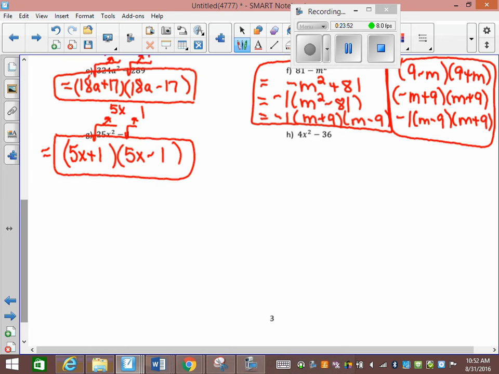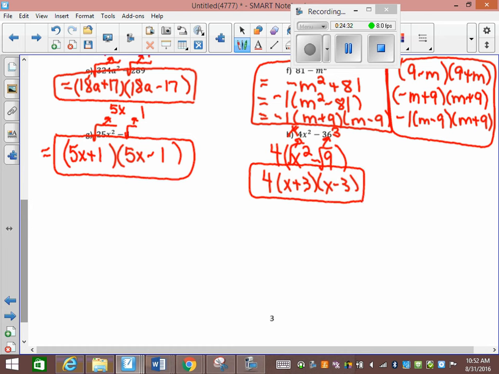Then h, you could have done 2x plus 6, 2x minus 6, but then you'll notice that you can take a 2 out of both of them, and 2 times 2 gives you a 4. Or what could you do, like I told you to do always, check if there's a GCF. There is. You can take a 4 out of both of these. So you get 4 times x squared minus 9. Then this is the difference of squares: x and 3, then you get 4, x plus 3, x minus 3.